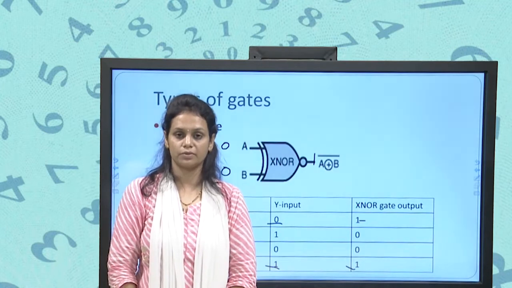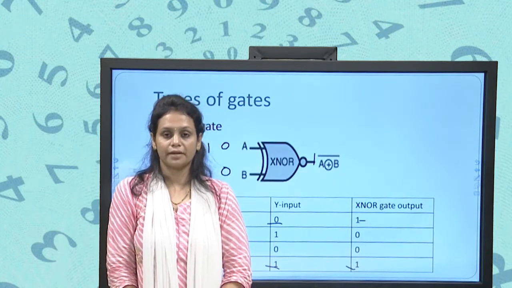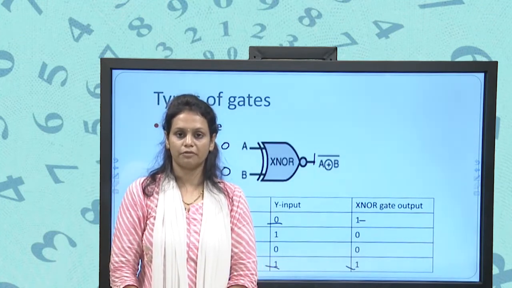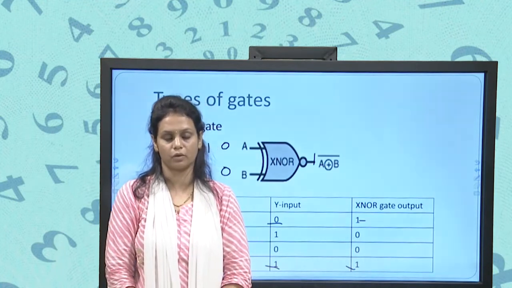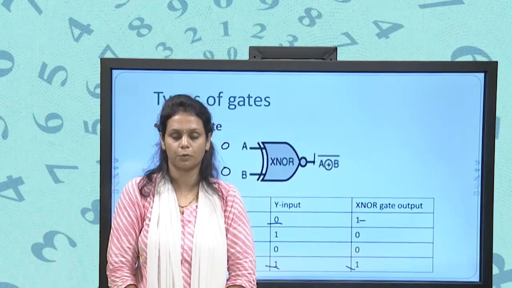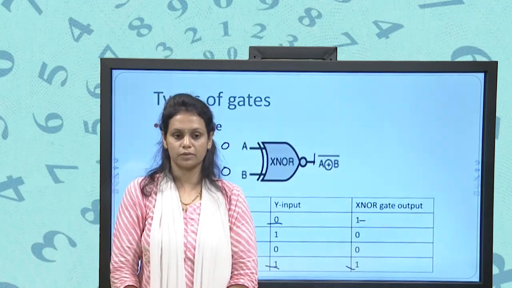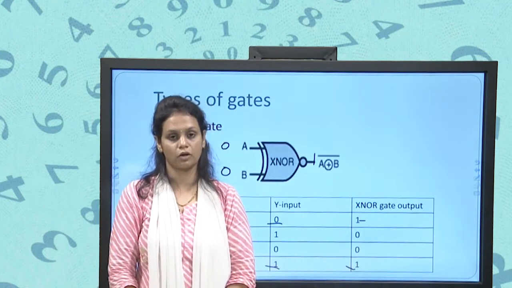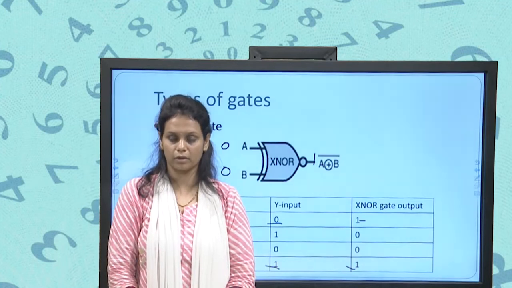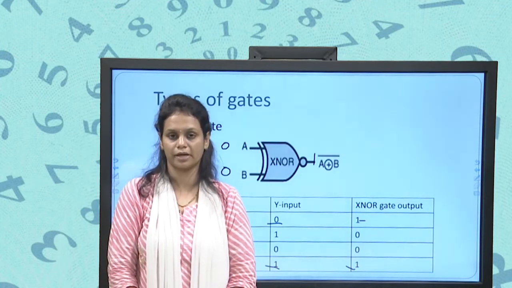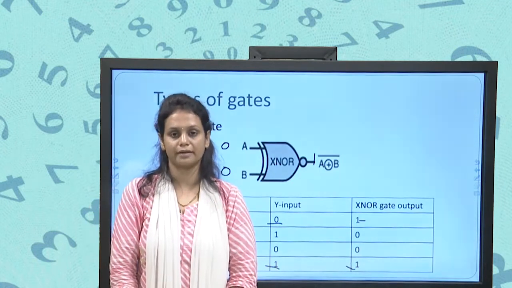Then we saw the NOT gate, which is different because it accepts only one input. If the input of the NOT gate is 1, the output is 0, and if the input is 0, the output is 1. Next we saw the combination of the AND gate and NOT gate, that is the NAND gate. In that case we first perform the AND operation and then the NOT operation. Then we saw one more gate, the combination of the OR gate and NOT gate.